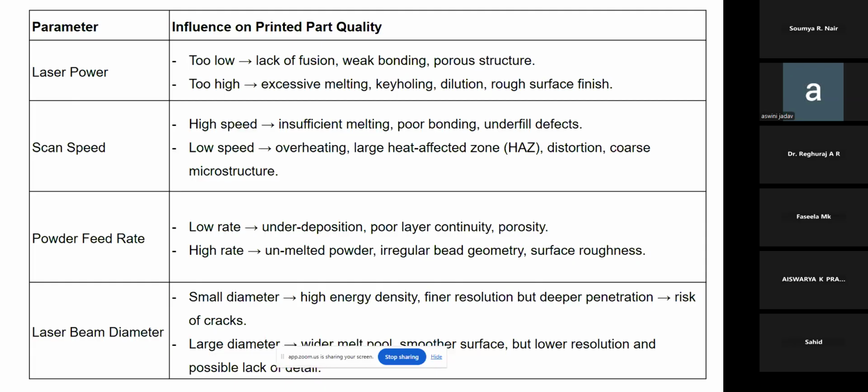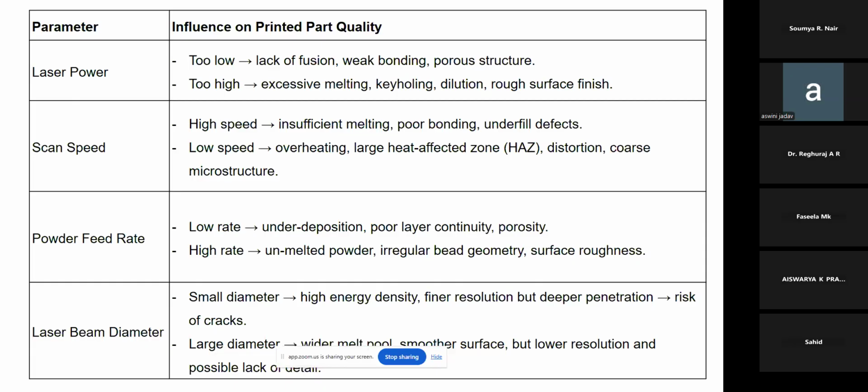There will be more keyhole. There will be more dilution. There will be more rough surface finish. So you have to optimize. You have to use the optimized laser power.